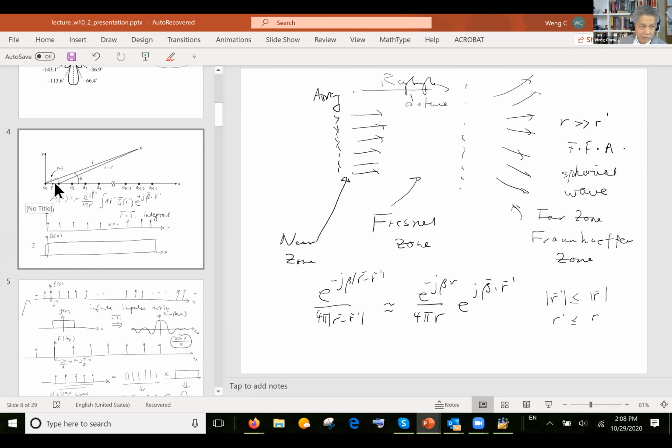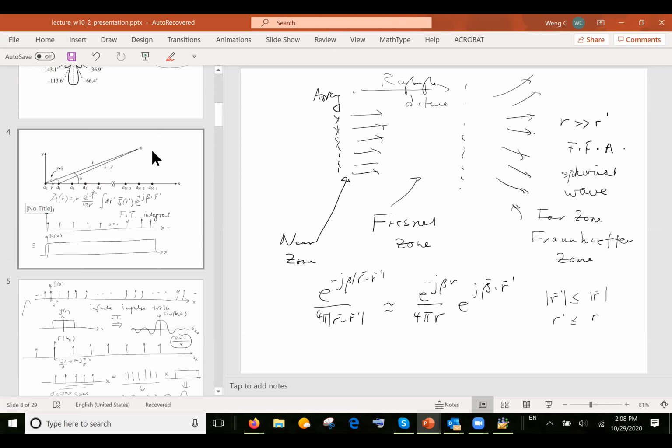R prime runs from this distance to that distance, and in order for you to make the far field approximation, you compare this distance with that distance over there. It doesn't matter how many antennas you put in this distance. It's this size, the size of the aperture that matters. Does this answer your question?